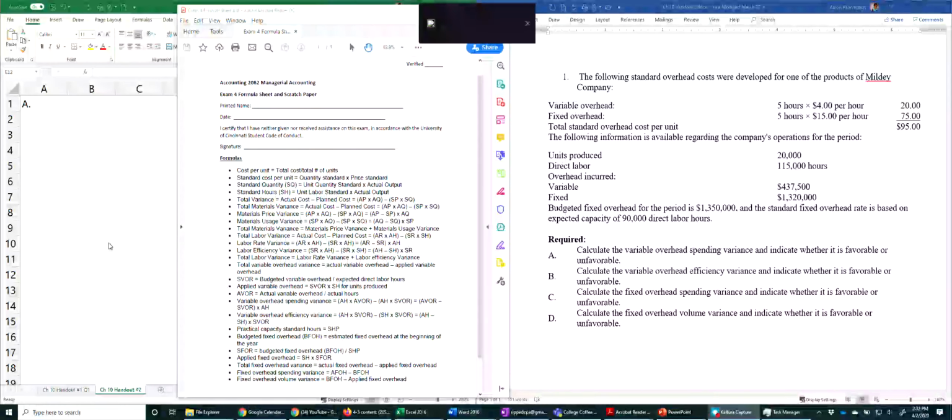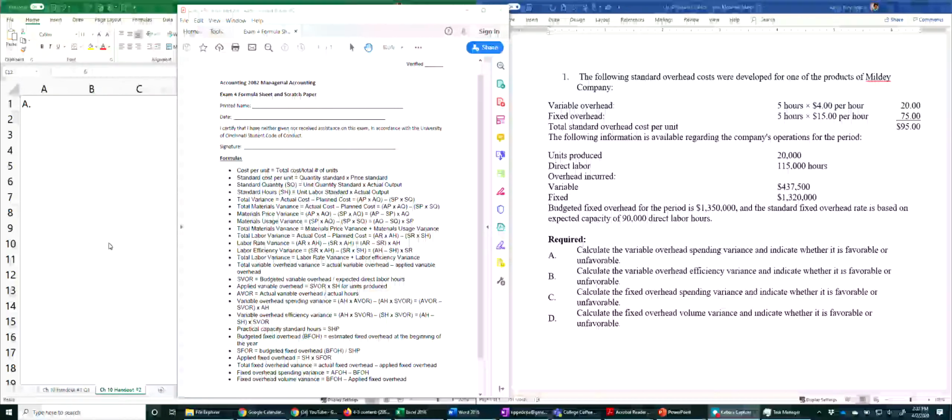Now, overhead's a little different in that direct materials and direct labor, for our purposes, are variable cost. Well, overhead has its fixed and variable components. And so it's important to understand that we actually have four variances: a spending variance and an efficiency variance for variable overhead, and then a spending variance and a volume variance for fixed overhead. Now, they're still very formula based.